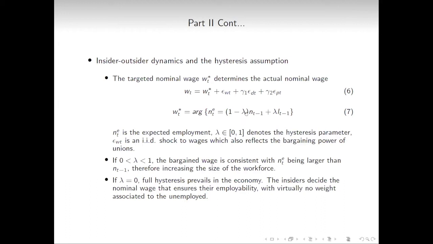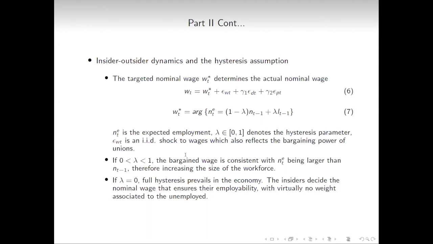And it's a very important coefficient that we call lambda. Lambda is comprised between 0 and 1, and it denotes the hysteresis parameter. Okay, so now this is where also the bargaining power of unions comes into play. So you have two versions: you have the insiders and the outsiders. The insiders are the employed, and the outsiders are basically outside of the labor force.